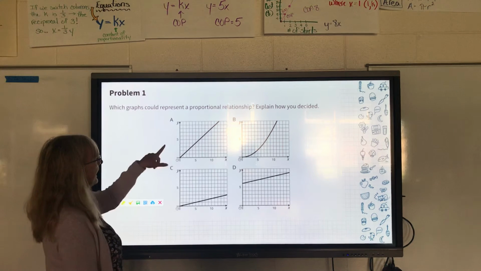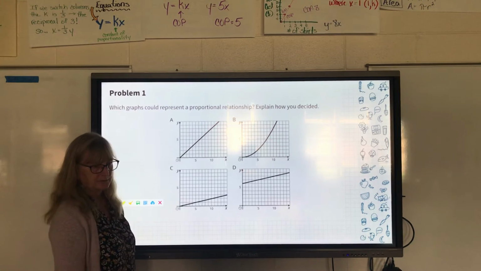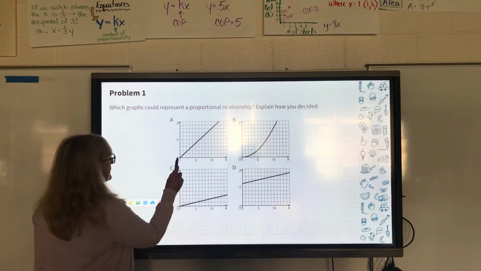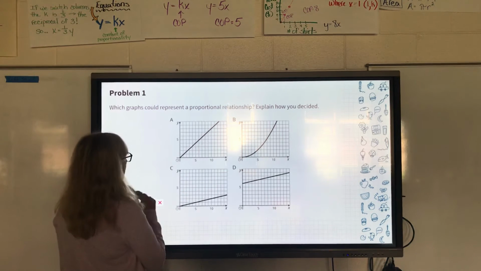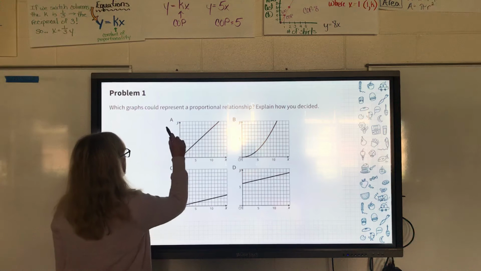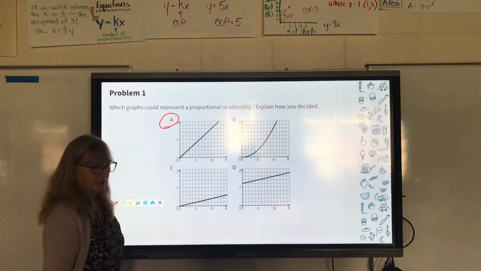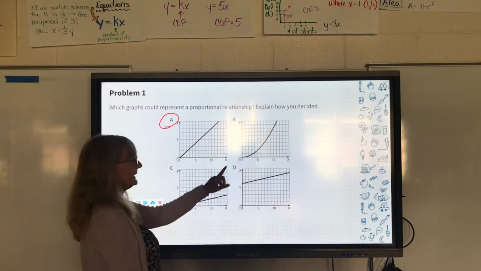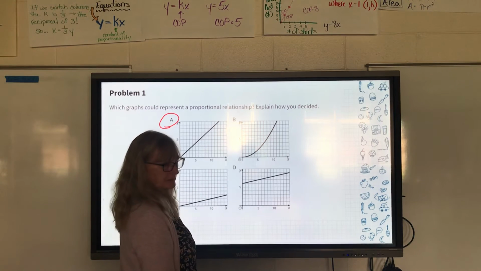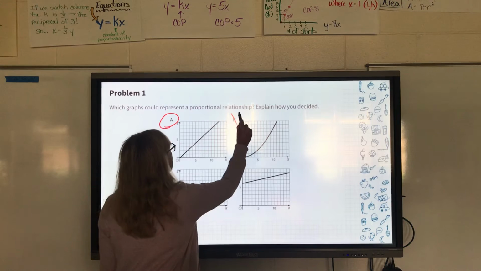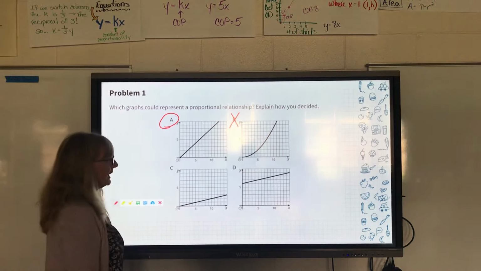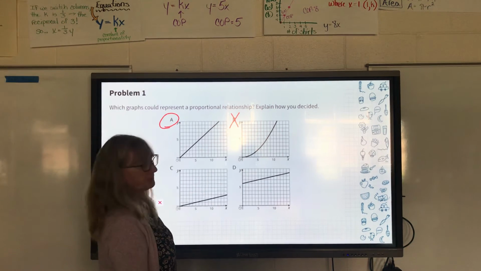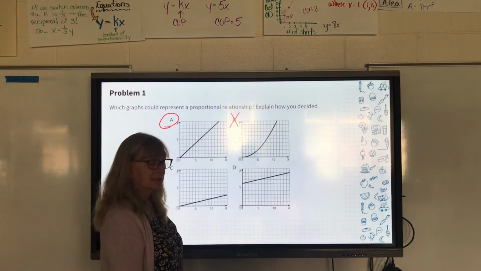So let's look at A. Is it linear? Yes. Okay. Does it go through the point of origin? Yes. So this one is proportional. All right, let's look at B. Is it linear? No. So that one is not proportional. We don't even have to go any further. It does go through the point of origin, but it's not linear.